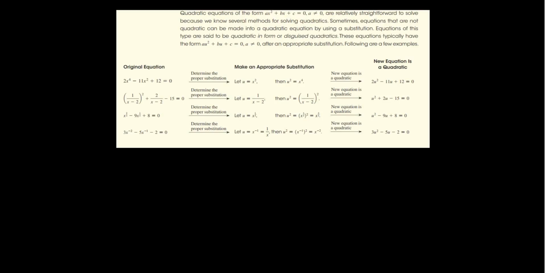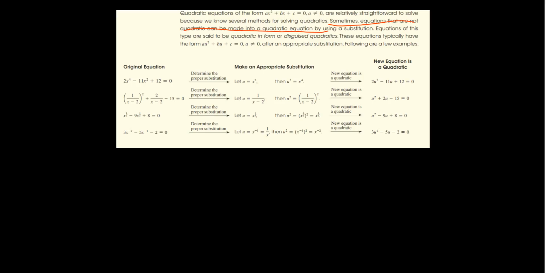Sometimes equations that are not quadratic can be made into a quadratic equation by using substitution. Quadratic equations, by nature, are ax squared plus bx plus c equal to 0. So when we see equations that are not in that form, a second degree polynomial, we can make it a quadratic by using a proper substitution.